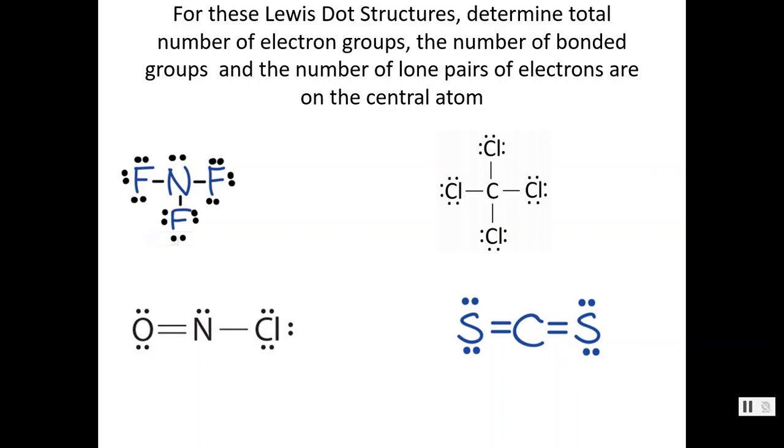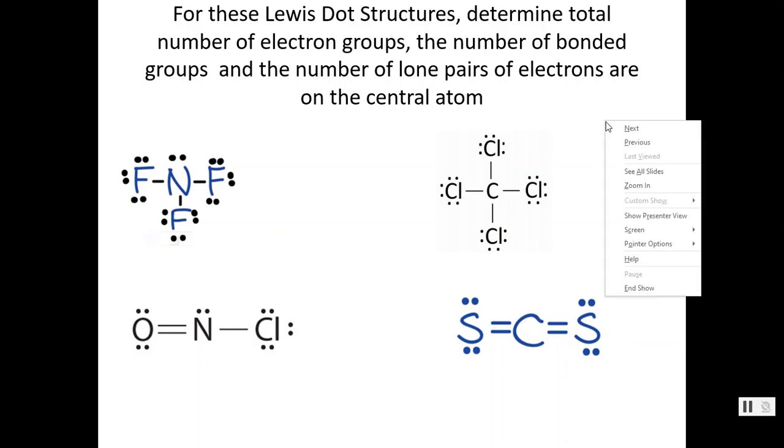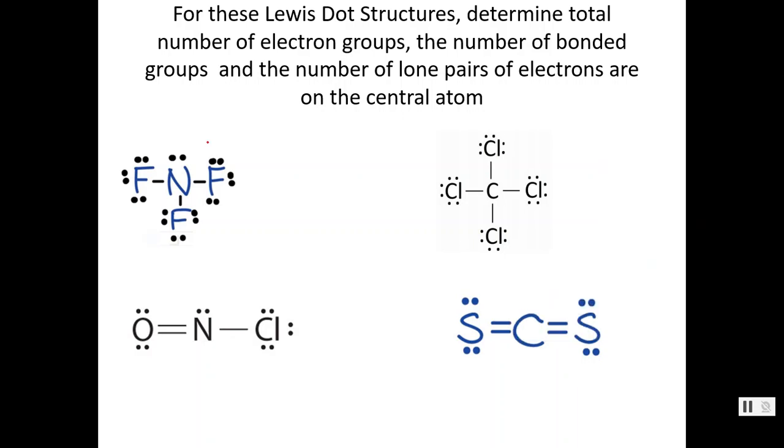Hello everyone. So in this video, on this slide, I have 4 different Lewis dot structures that are shown. And I want you to be able to identify or say something about the number of electron groups, the number of bonded groups, and the number of lone pairs of electrons on the central atom.